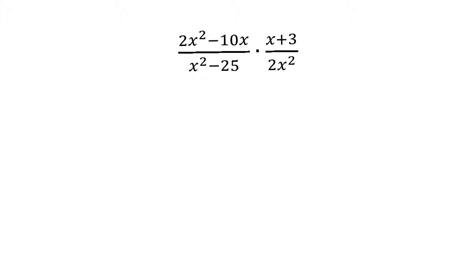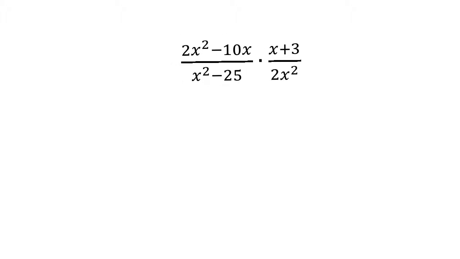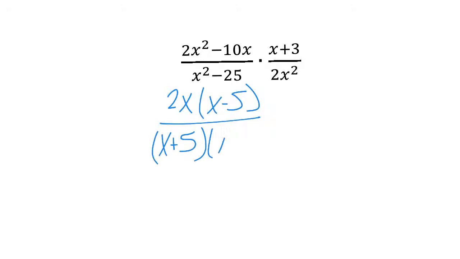Let's factor out the top. 2x times x minus 5 over x plus 5 times x plus 5 times x plus 3 over 2x squared. So what do we see that we can cancel out here, divide out? Oh, I did something wrong. This needs to be a minus. There we go. And what divides out?